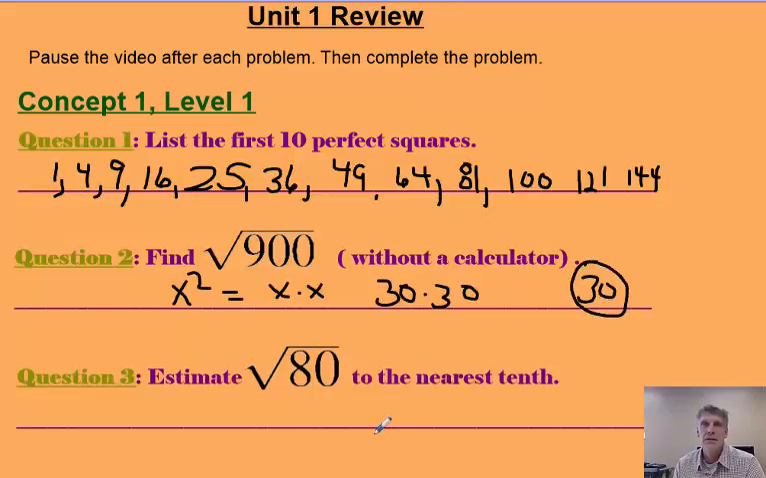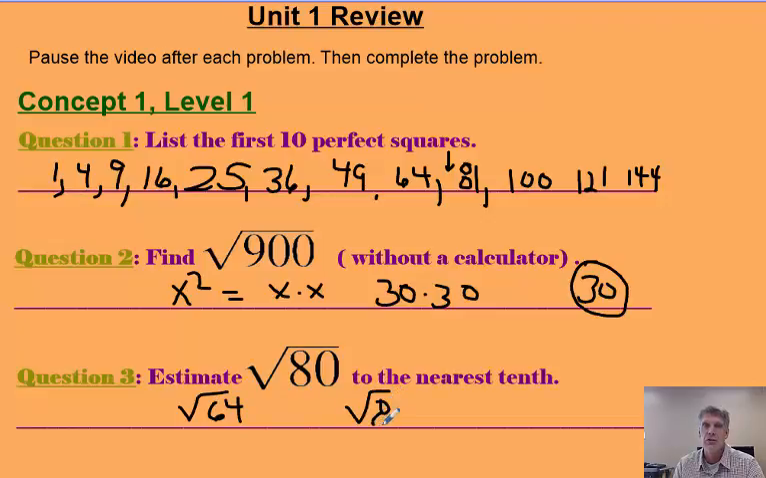Alright, pause it again. Do this third question. Alright, now I want to estimate the square root of 80. Well, I want to trap 80 between two perfect squares. Remember, we trapped them. So I want to look back up here to see, okay, where does 80 fit? Well, it's going to fit right there, between the square root of 64 and the square root of 81, because those are perfect squares. I can find those really easy.